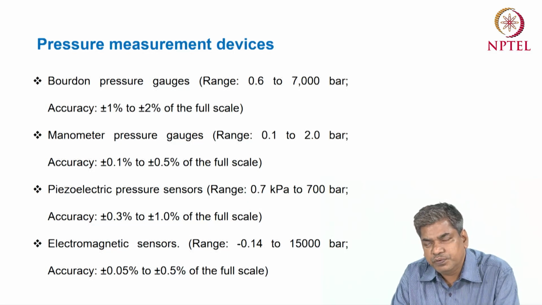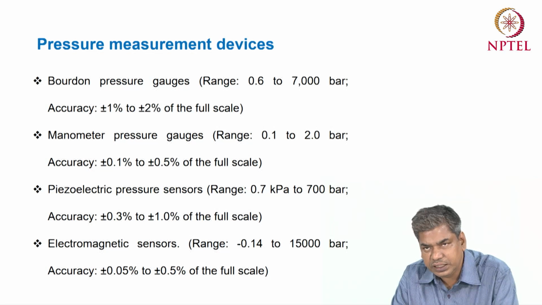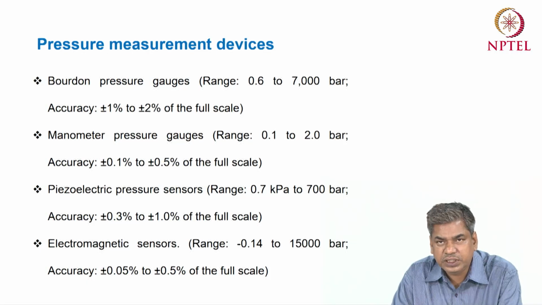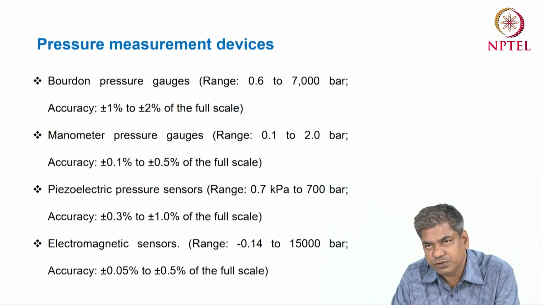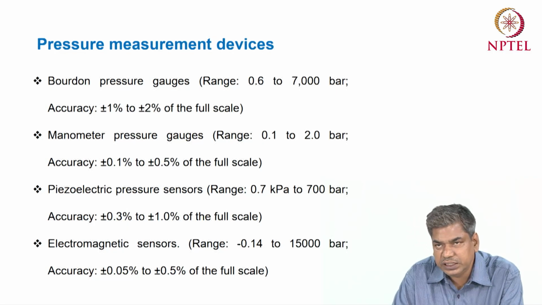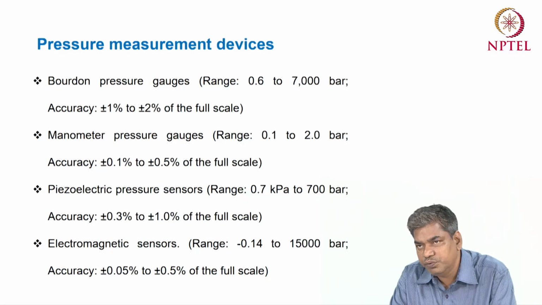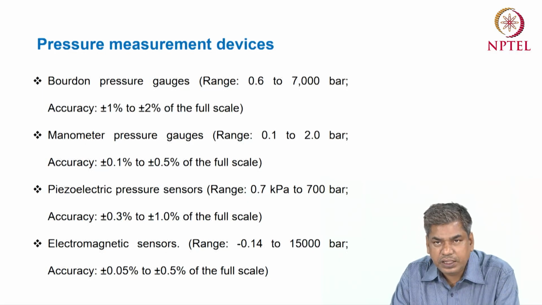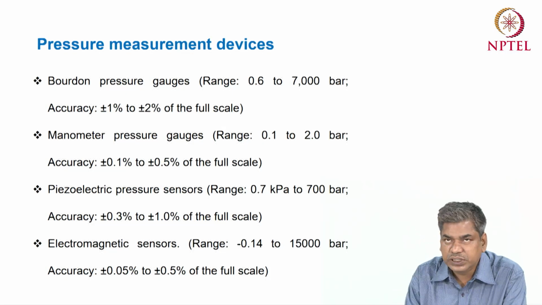Okay, so similarly for another type of device, which is called the electromagnetic sensor. For this case also, if the pressure changes, then there will be magnetic displacements, and if you measure the magnetic displacements, based on that we can estimate what is the pressure. So the electromagnetic sensor is also one sensor which can be used for pressure measurement, and for this case the range is approximately 0.14 to 15,000 bar, and accuracy is approximately 0.05% to 0.5% of the full scale.